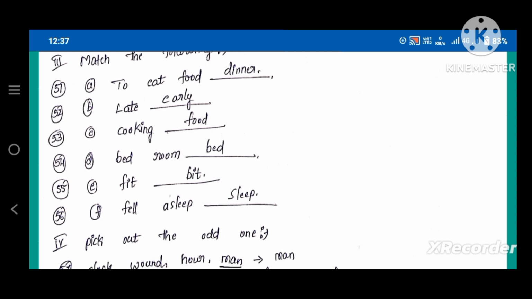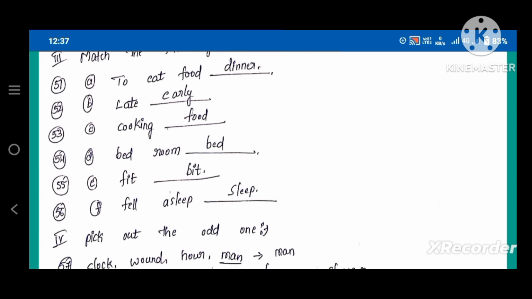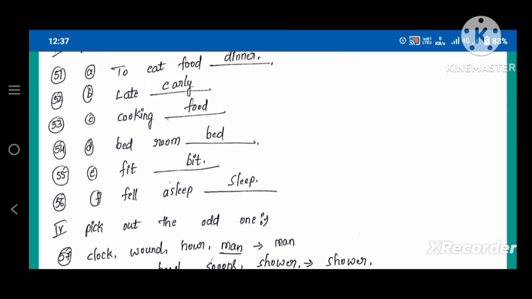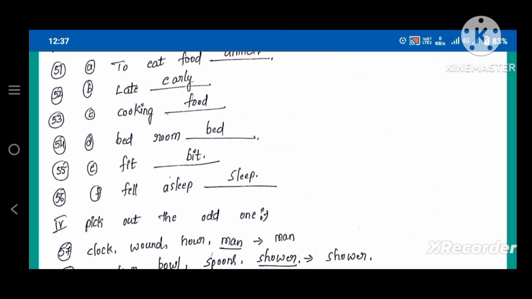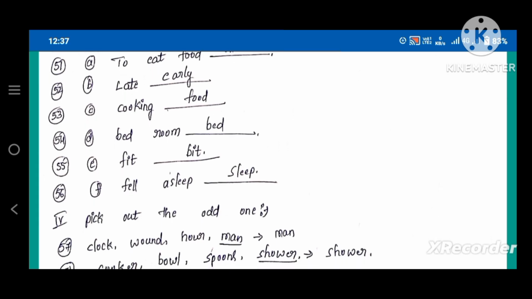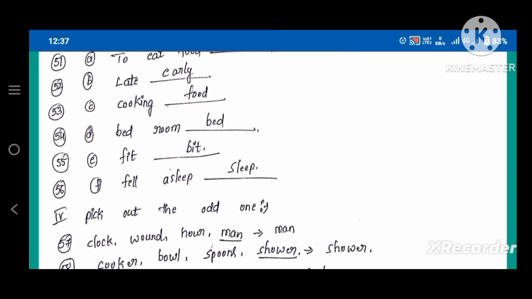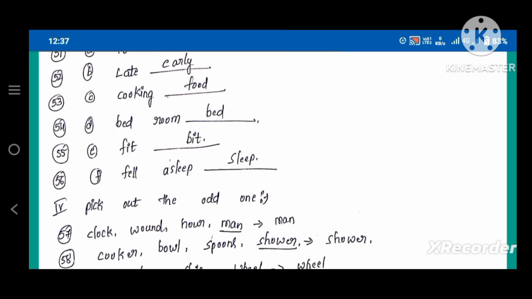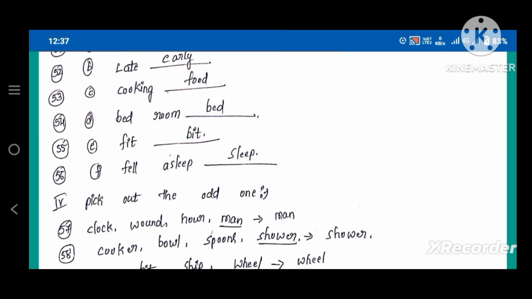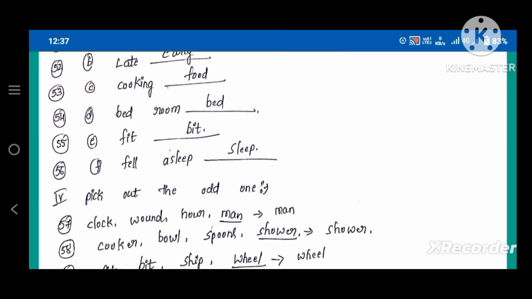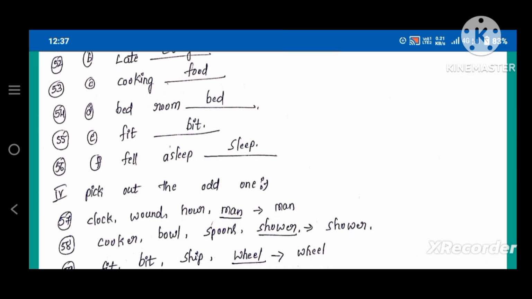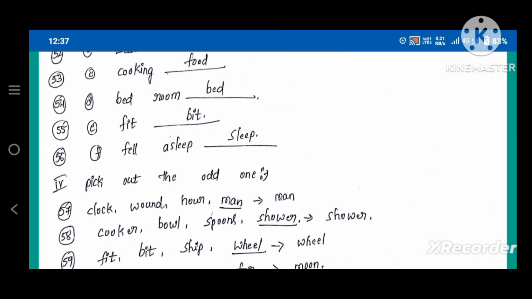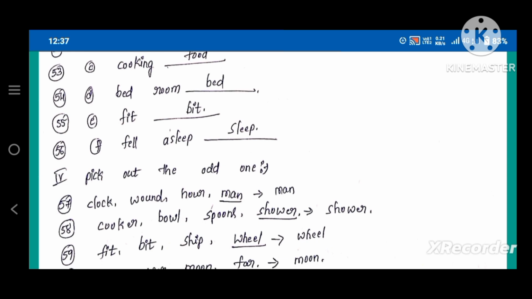51. Question, answer. A. To eat food, dinner. B. Late, early. C. Cooking food. D. Bedroom, bed. E. Fit, bit. F. Fell asleep, sleep. Fourth main, pick out the odd one. 57th one, clock, wound, hour, man. Odd one is man.